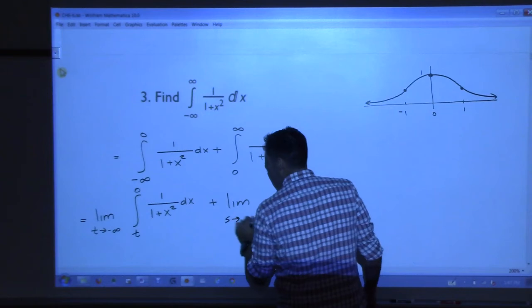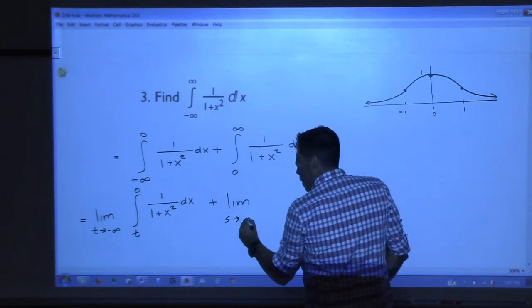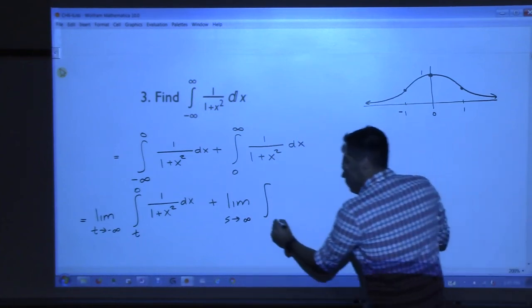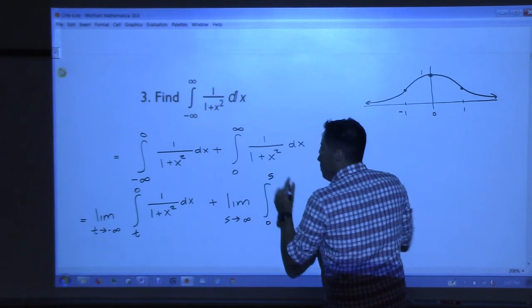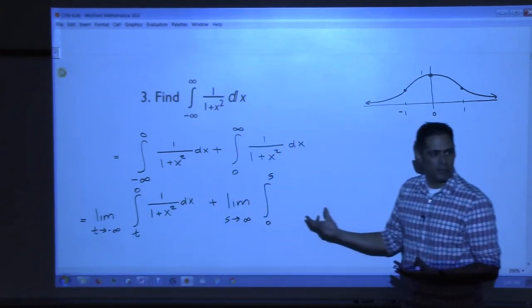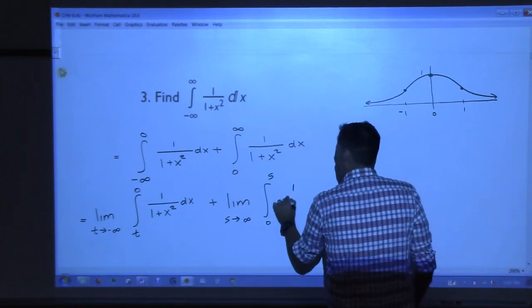S goes to what? Infinity this time, right? And then integral where to where? 0 to s. Do y'all see I'm using s instead of t just because I don't want to mix up my t's and be thinking two different things? Okay. And then 1/(1 + x squared) dx.